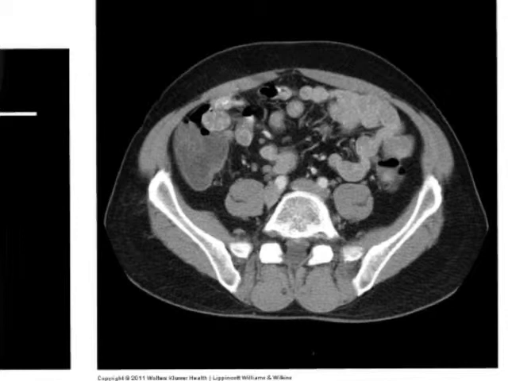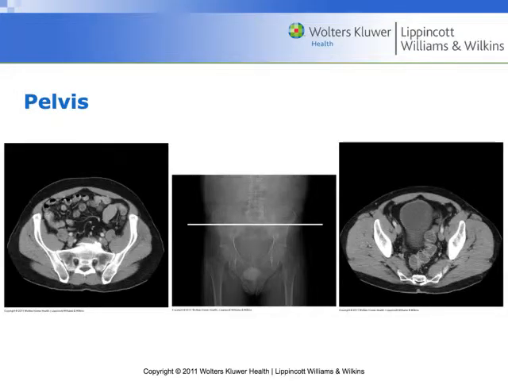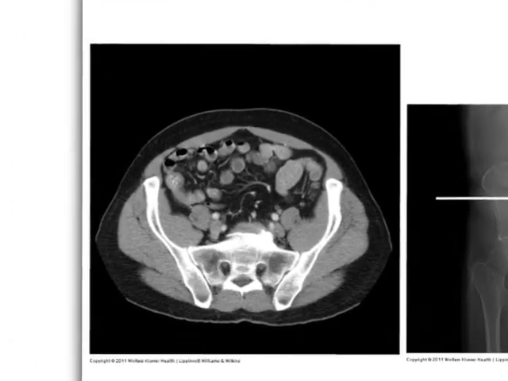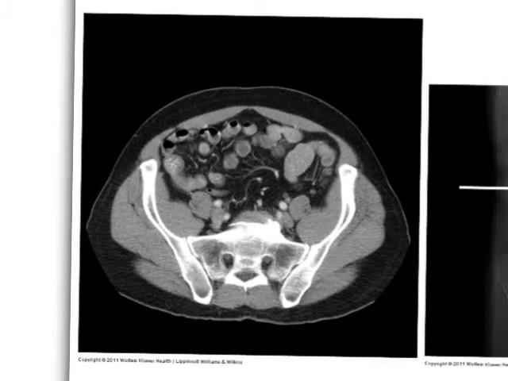Alright, and then right here we have the gluteus muscles. Okay, these fine lines through here are mesenteric vessels. We have the patient's left external iliac artery, and this is the right external iliac artery. Then of the gluteus muscles we have the gluteus minimus muscle, the gluteus medius muscle, and this is the gluteus maximus muscle.